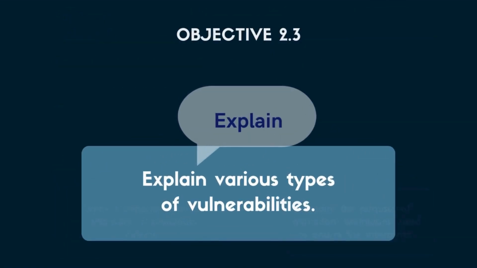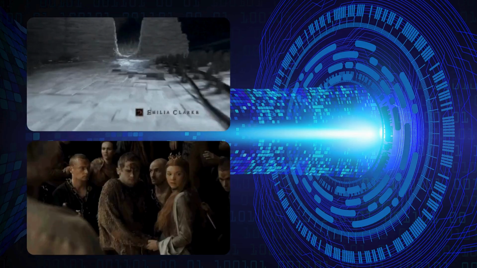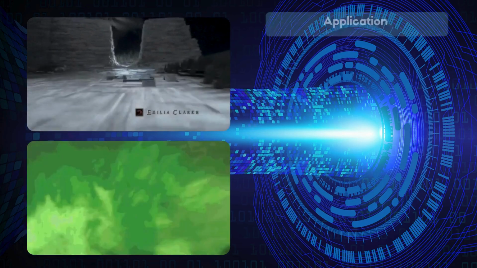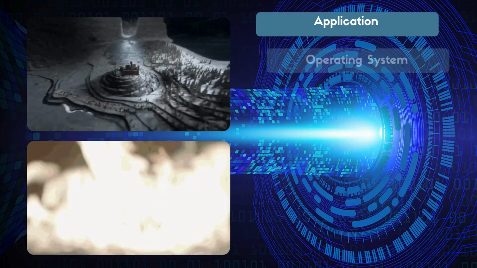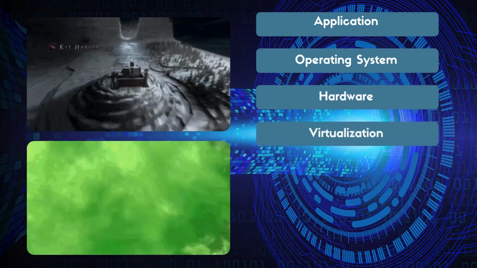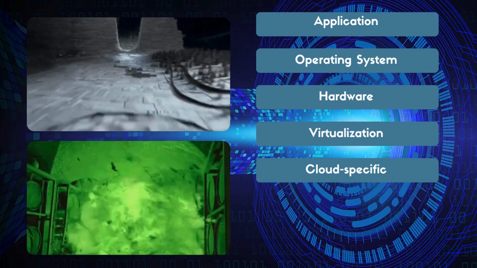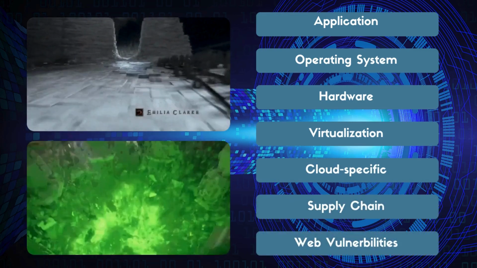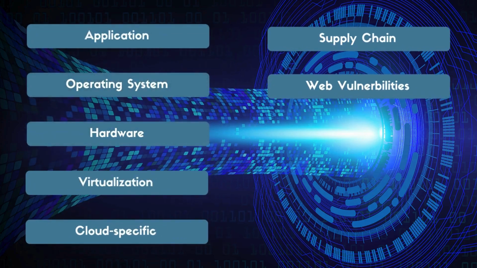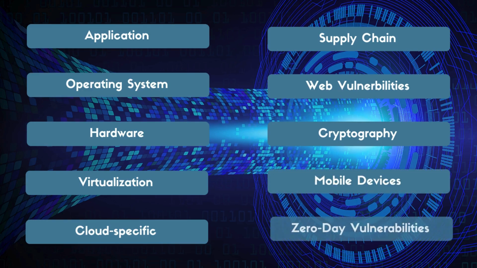Objective 2.3. Explain various types of vulnerabilities. Think of it as the weak spots in your castle. There could be quite a good number of weaknesses, ranging from application vulnerabilities, operating system vulnerabilities, hardware vulnerabilities, virtualization vulnerabilities, weaknesses in cloud-specific or supply chain, as well as web vulnerabilities. We also have weaknesses in cryptographic misconfiguration, mobile devices, and zero-day vulnerabilities.